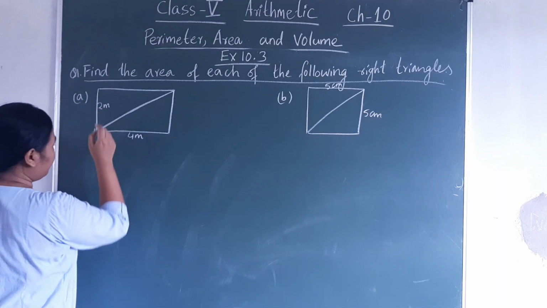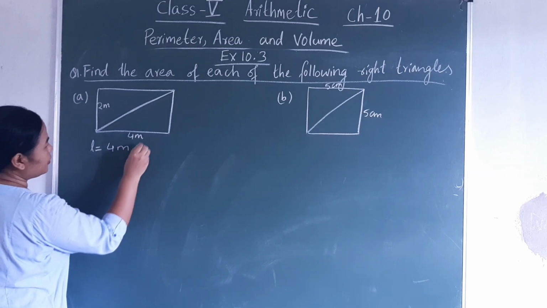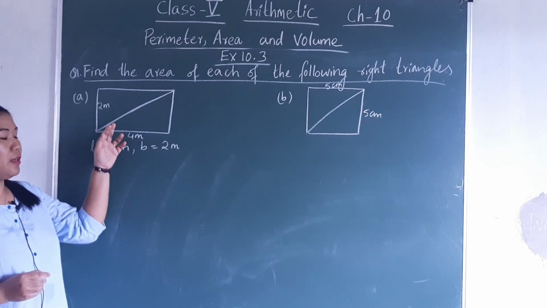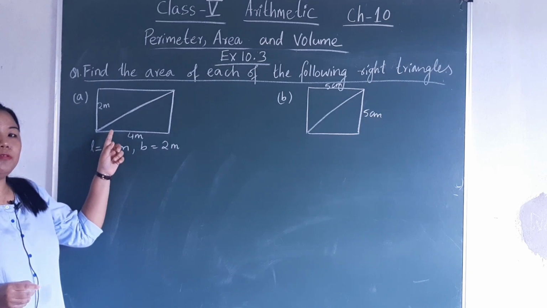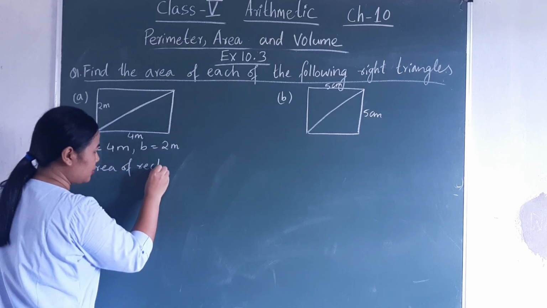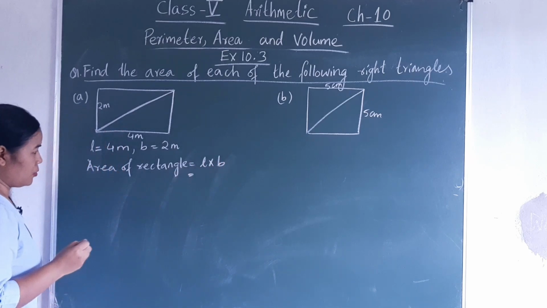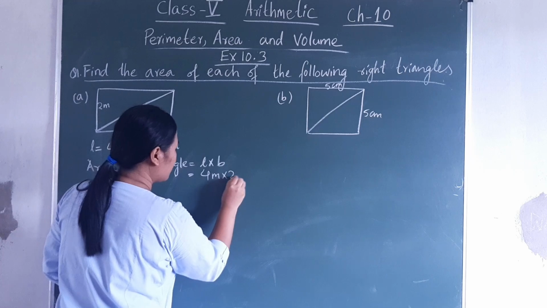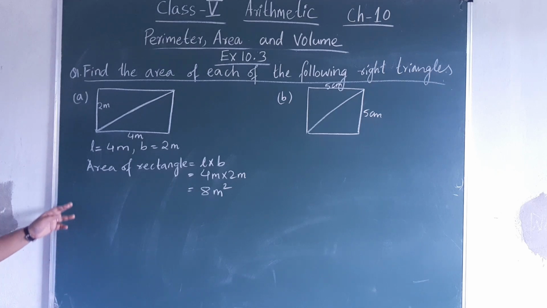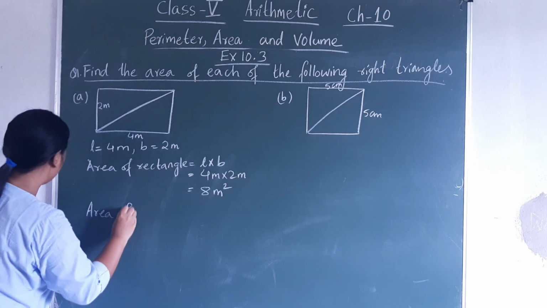So the length given here for the rectangle is 4 meter and breadth is 2 meter. So in order to find the area of a triangle, first we need to find the area of the rectangle. So area of rectangle, what is the formula? Length into breadth. So 4 meter into 2 meter, 8 meter square. So after finding the area of rectangle, now you will find area of triangle.